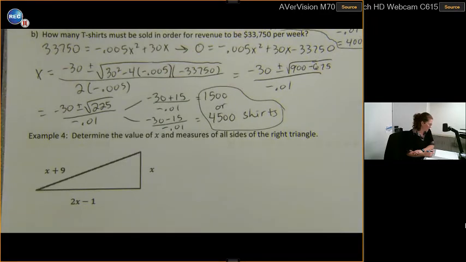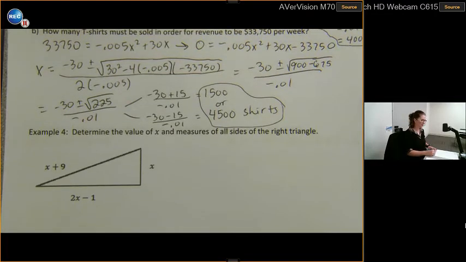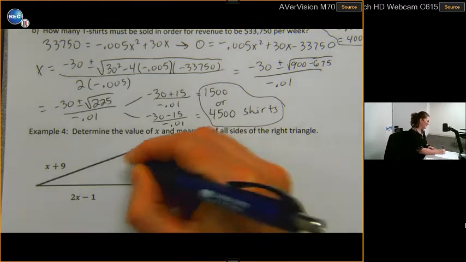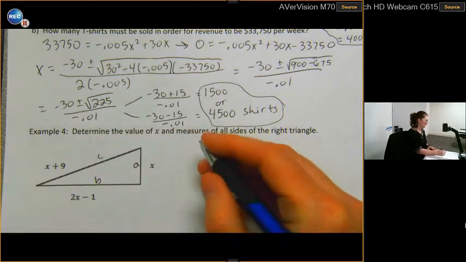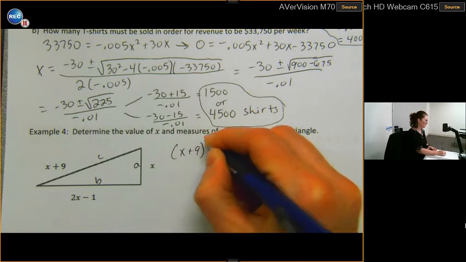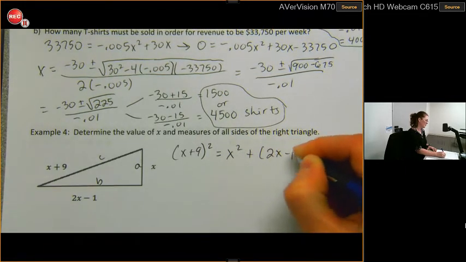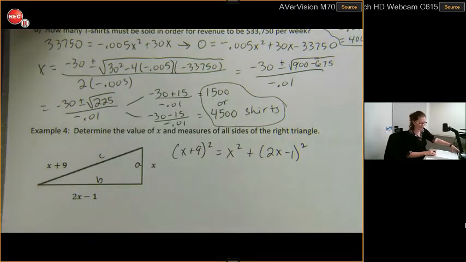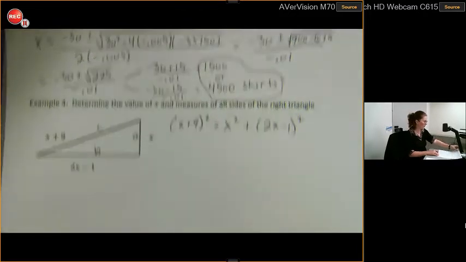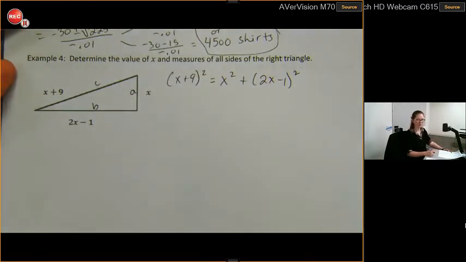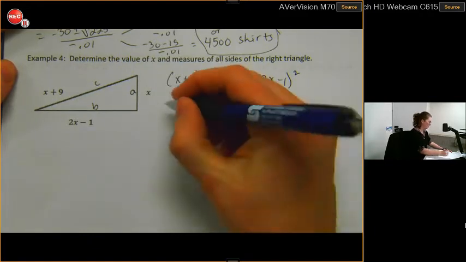All right, so what's up next? Determine the value of x and measure of all sides of the right triangle. So we're going to use the Pythagorean theorem. We have sides A, B, and C. So we have x plus 9 squared equals x squared plus 2x minus 1 squared. Now this is going to be kind of a lot of tedious work. So I'm not going to do a lot of explaining as I go along through this work. I'm just going to be writing it out.